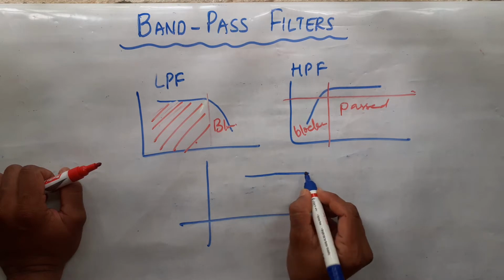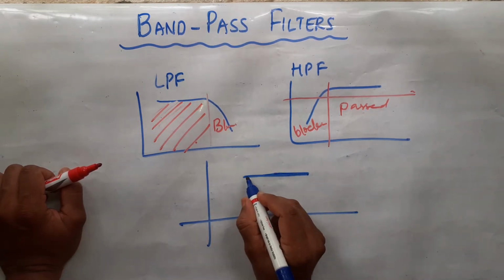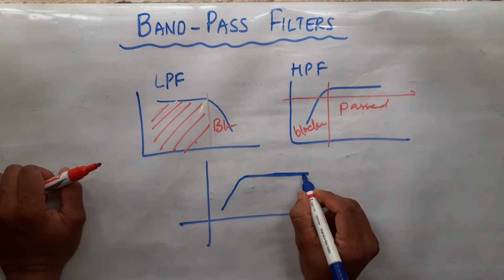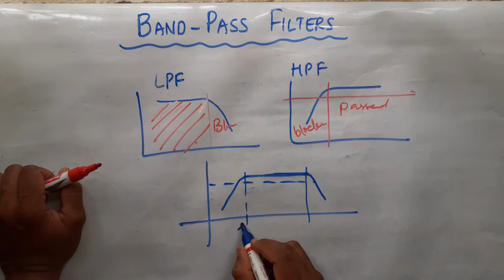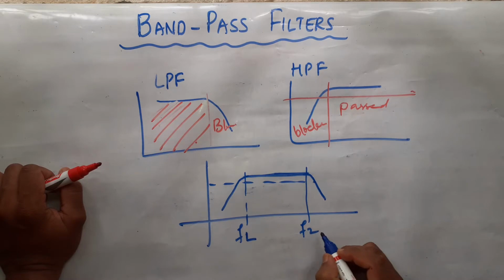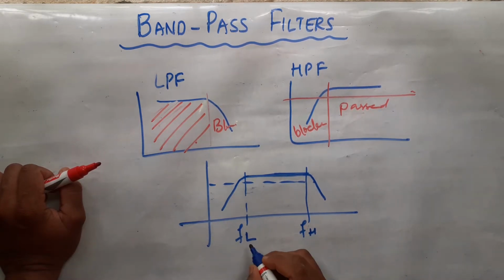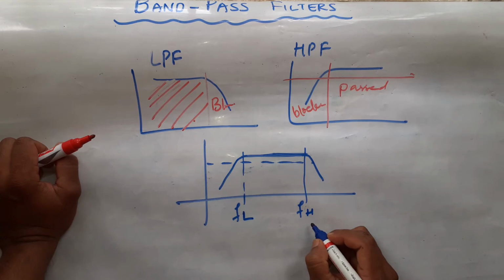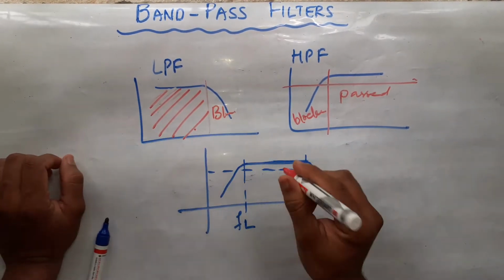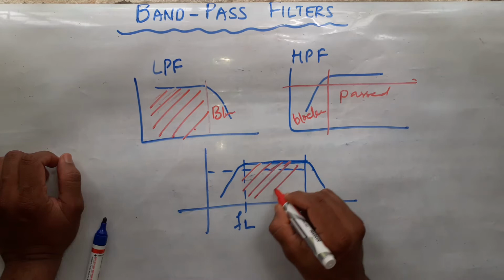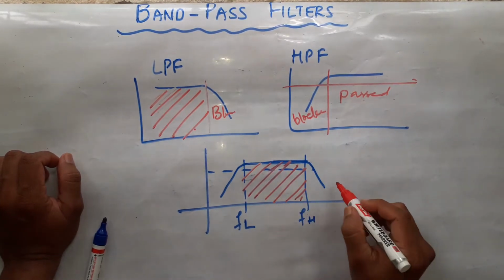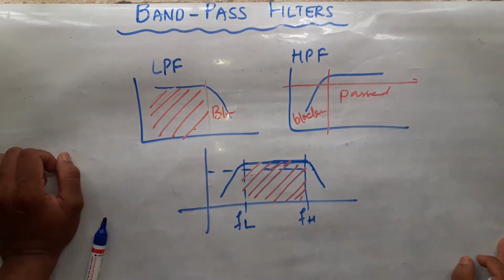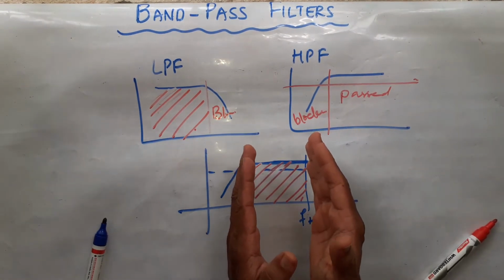Means by making use of a low pass filter and a high pass filter, this will be your F1, this will be your F2. We also call this FL and we also call this FH. Means this is the lower cutoff frequency and this is the higher cutoff frequency. This portion is your band pass. Means this band of the signal will be passed, whereas all the rest will be blocked. This is what will be passed from here to here.